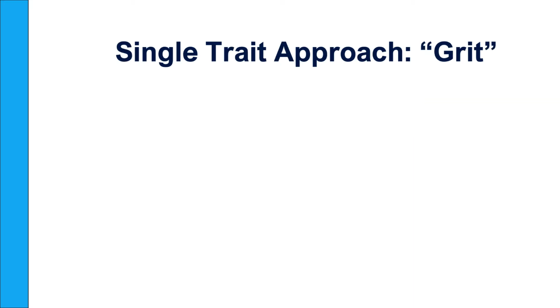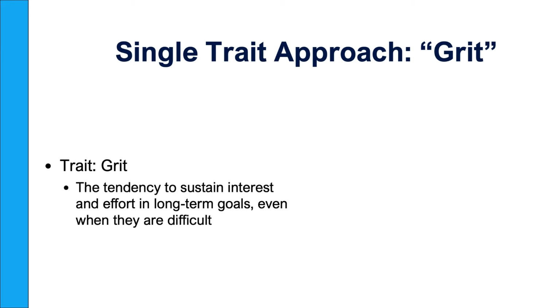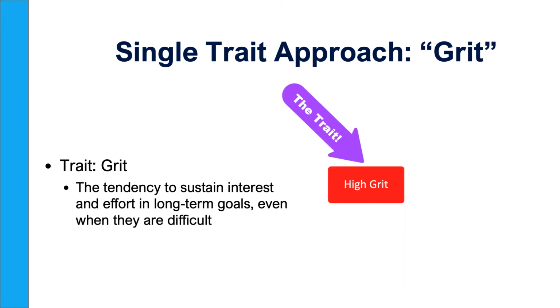Here's another one. This is a trait called grit, and this is something that Angela Duckworth talks about. Grit is the tendency to sustain interest and effort in something that takes a long time to accomplish, even when it is really difficult and there are significant obstacles in the way, such as getting a college degree. How would you measure this? Well, you would measure the trait of grit. Angela Duckworth has a measure of trait grit.